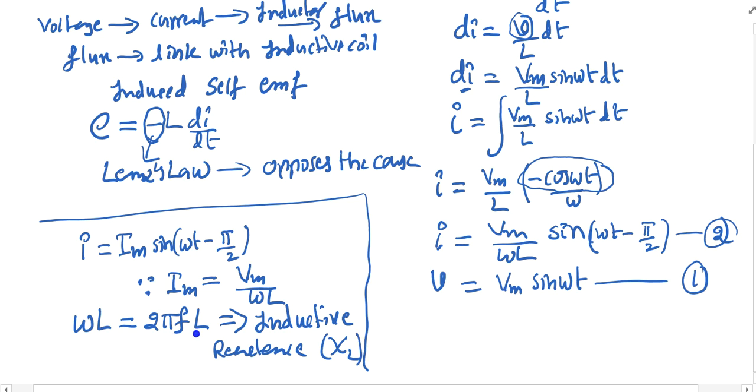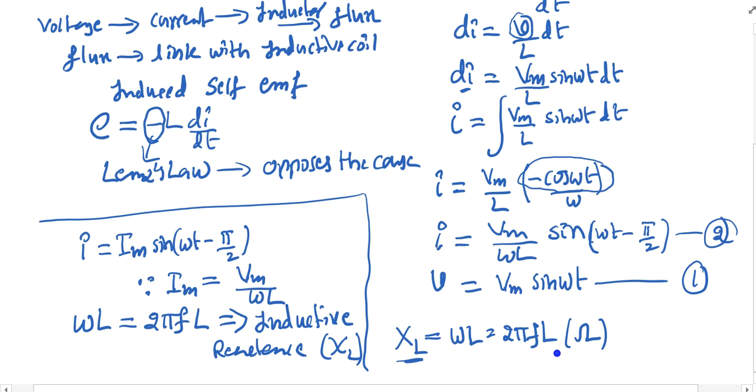L means inductor, f is frequency, and 2 pi. So omega L is called inductive reactance and it is named as XL. That is the name that has been given. XL is the inductive reactance, omega L or 2 pi fL, and its unit is ohm.